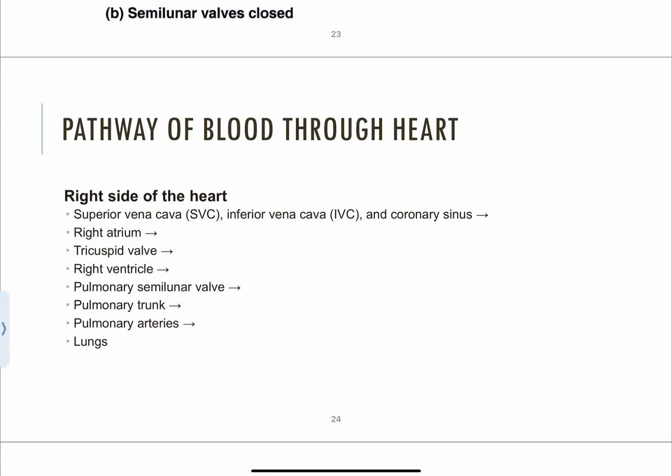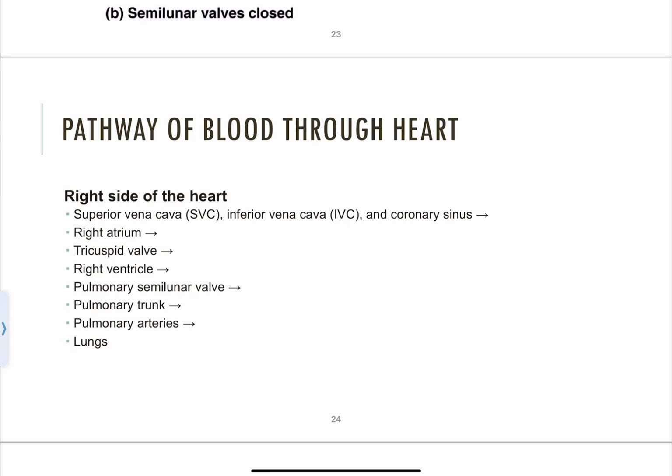Once it's in our right atrium, eventually it's going to fill to the point where our right atria is going to contract, causing the blood to be pushed through our tricuspid valve. Once it's pushed through our tricuspid valve, it's going to be entering into our right ventricle. Our right ventricle is going to continue to fill until our right ventricle contracts. Once our right ventricle contracts, it's going to push the blood through our pulmonary semilunar valve into the pulmonary trunk.